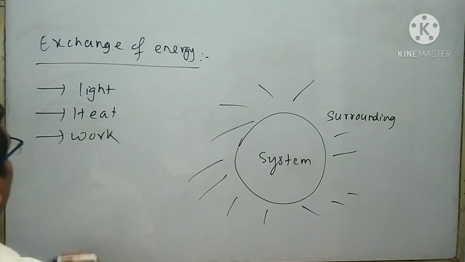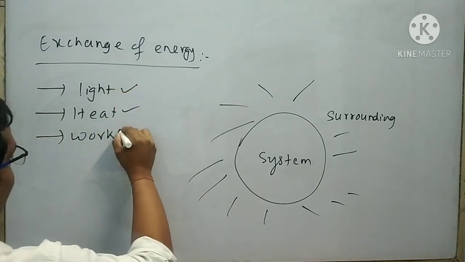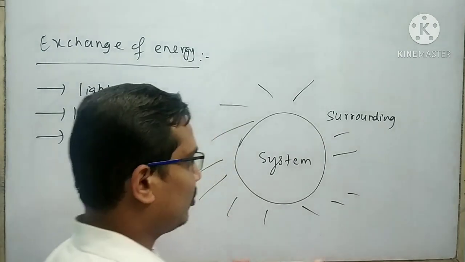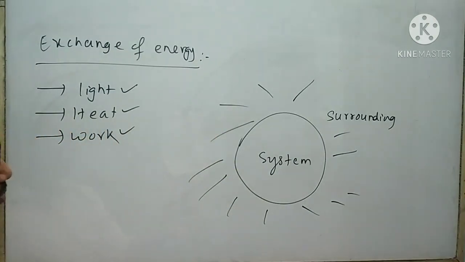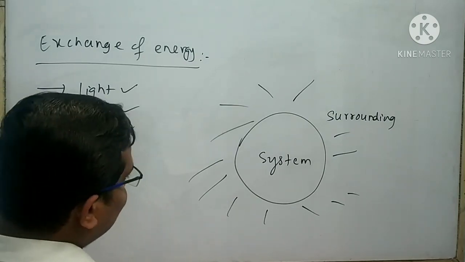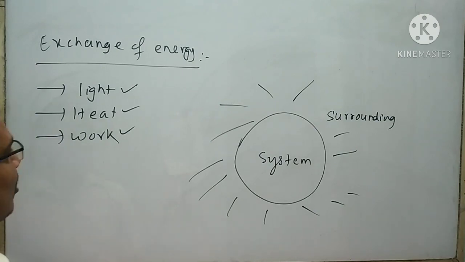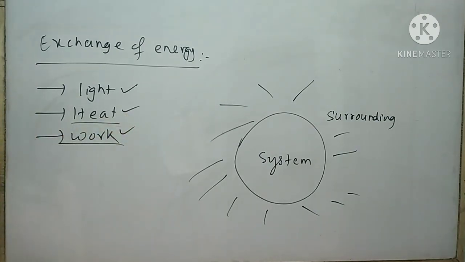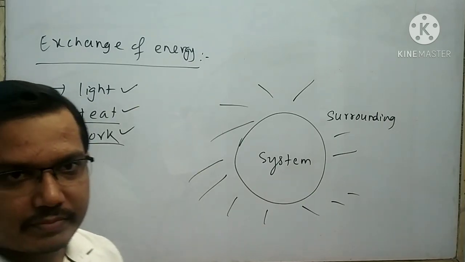With the help of these three ways, we can transfer the energy from system to surrounding and also from surrounding to system. Basically, the energy can be exchanged between system and surrounding by heat and work. Let me explain heat and also work. At first, I am going to discuss heat.